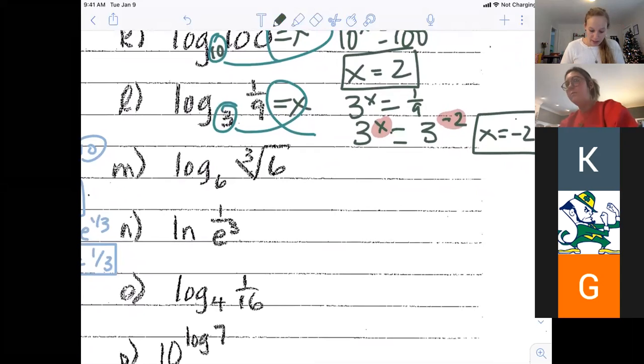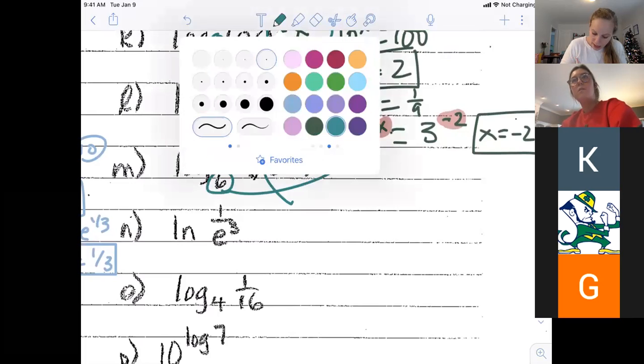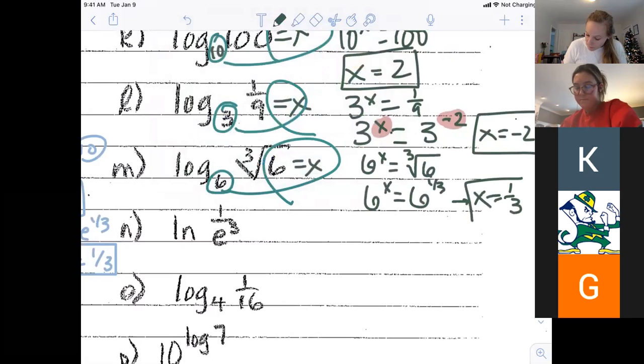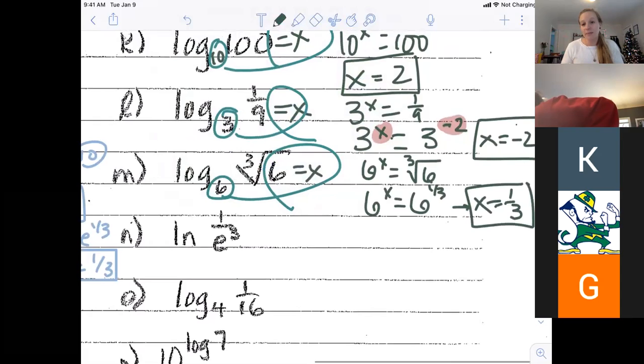All right, let's keep going for the next one. I've got log base 6 of cubic root of 6. So I'm going to do 6 to the x equals cubic root of 6. Well, we can rewrite that cubic root as being raised to the 1/3. So I've got 6 to the x equals 6 to the 1/3. So that means x equals 1/3. Again, each of these I'm working to get the base to be the same so their exponents can be equal, or I can just know what it is. So like I didn't have to make 100 be 10 to the what power. We know 10 squared is 100, so that was easy for us.